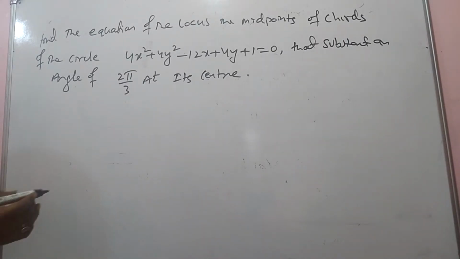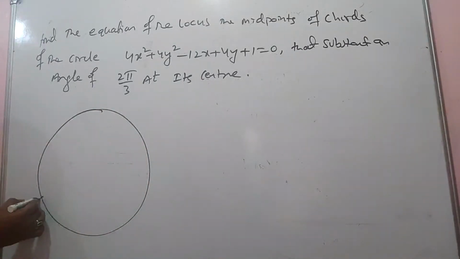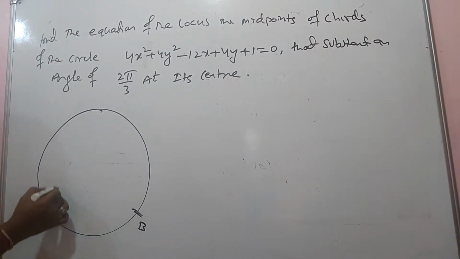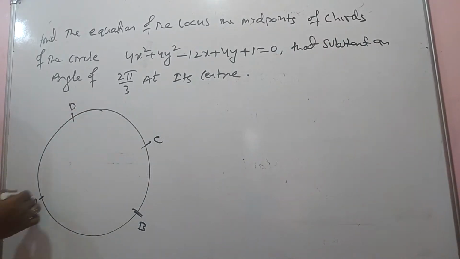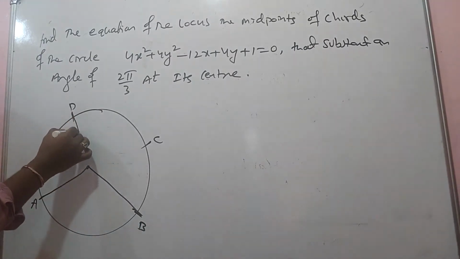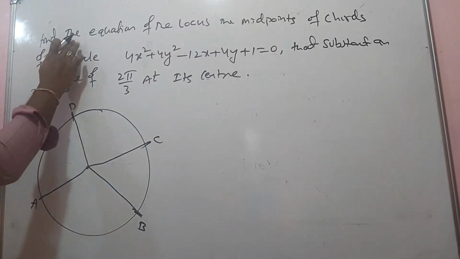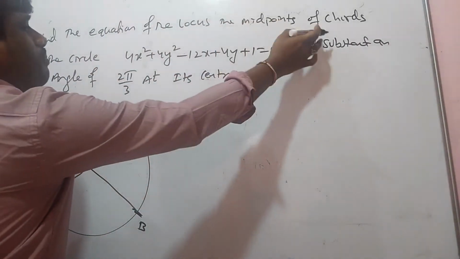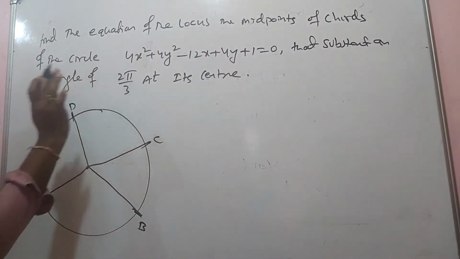So what is the meaning of this? I'll tell you. So this is the circle you have, and you have one chord here. You can take any chord on the circle, C, D, any chord. And what he is saying here is, what angle this chord is making at the center, another chord is also making the same angle at the center. That's what he's saying. Find the equation of the locus of the midpoints of the chords of the circle which subtend an angle of 2 pi by 3.